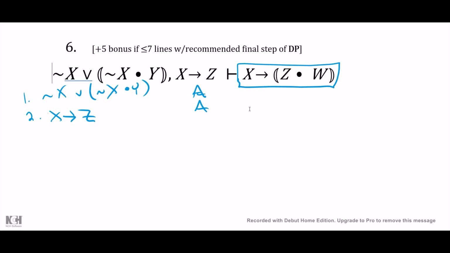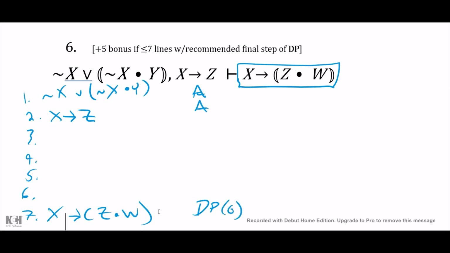But look, you can actually be done by line 7. So I could actually go ahead and do this here. 3, 4, 5, 6, 7. I know I can be done here. In fact, I can go ahead and stick that in there. X arrow z dot w. And I know it's going to be dispersion. Probably on line 6, the line that came just above it. Probably what's going to happen here.